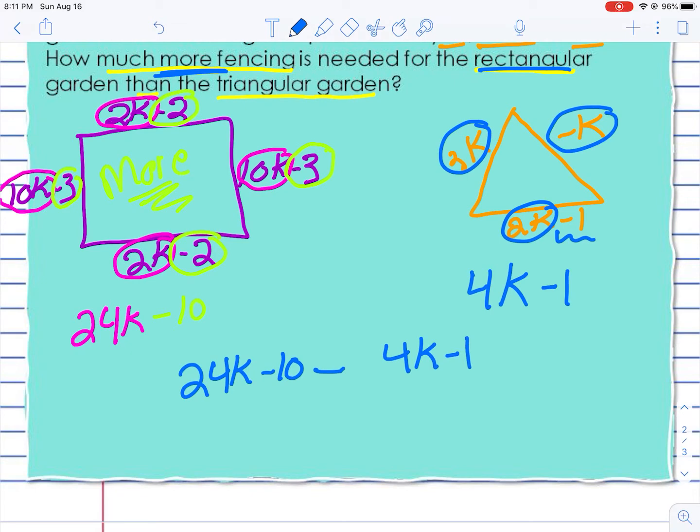Now, you will make a huge, huge mistake if you do not put parentheses around this, because you actually have to subtract the whole thing. You have to subtract the entire perimeter, not just the 4K. If you don't put parentheses around it, you're just going to end up subtracting the 4K.